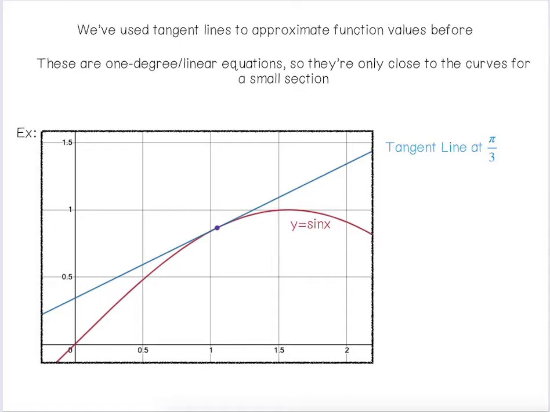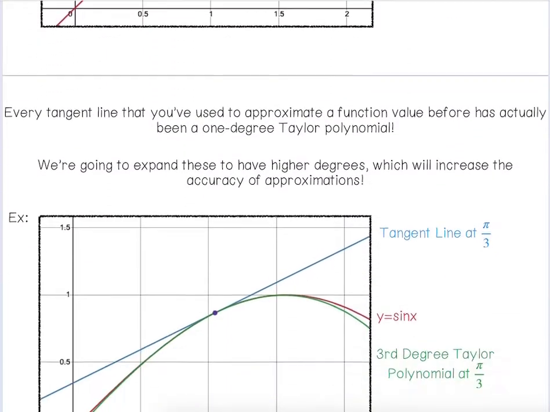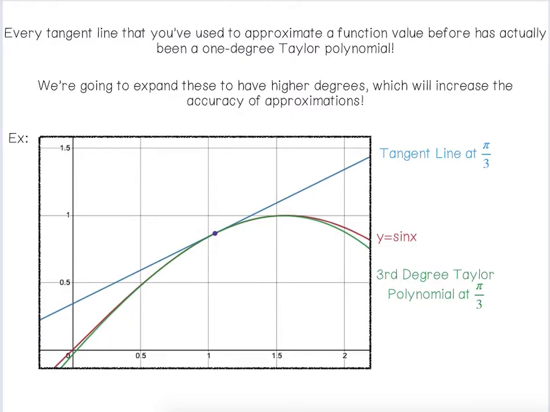So what this actually is, is a first degree Taylor polynomial. So every tangent line that you've ever created, you've actually been doing 1-degree Taylor polynomials without knowing it. So what we're going to do is expand these to have higher degrees, like second, third, fourth, and so on, and this is going to increase the accuracy of our approximations.